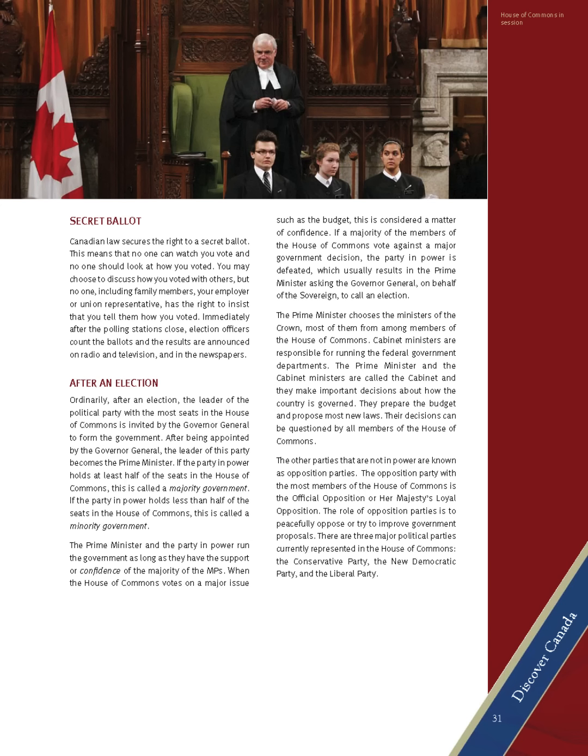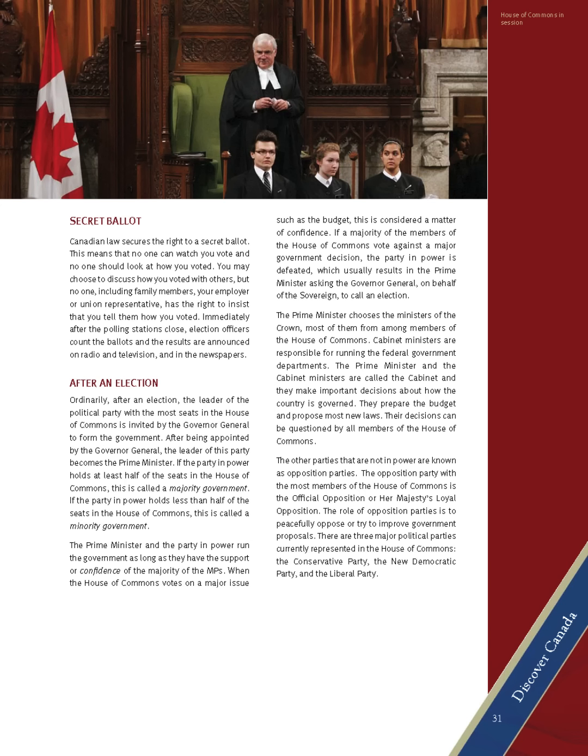The Prime Minister chooses the Ministers of the Crown, most of them from among members of the House of Commons. Cabinet ministers are responsible for running the federal government departments. The Prime Minister and the Cabinet ministers are called the Cabinet, and they make important decisions about how the country is governed. They prepare the budget and propose most new laws. Their decisions can be questioned by all members of the House of Commons.